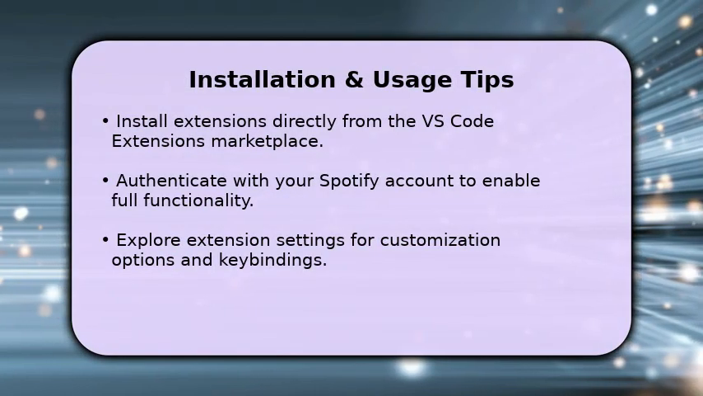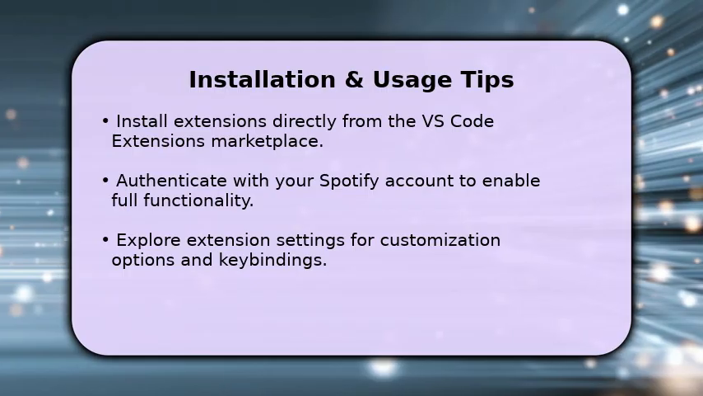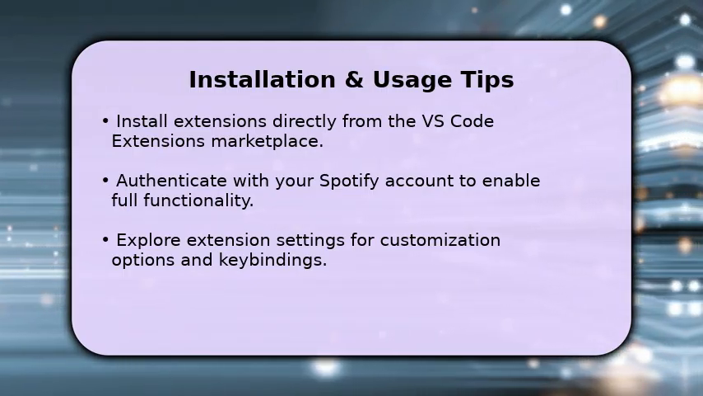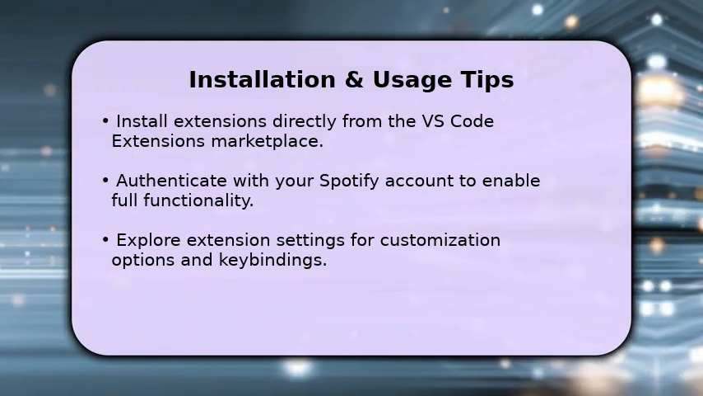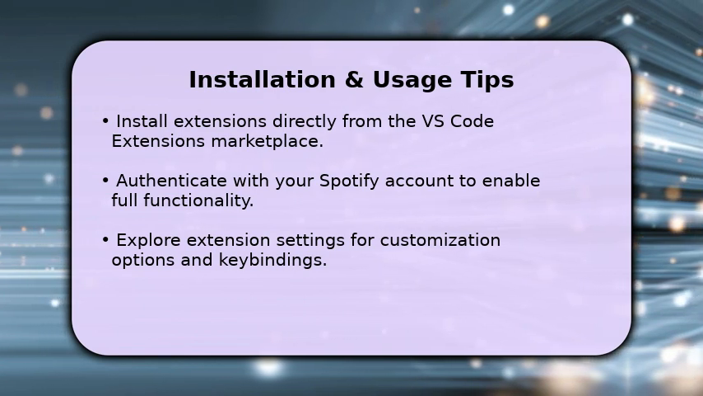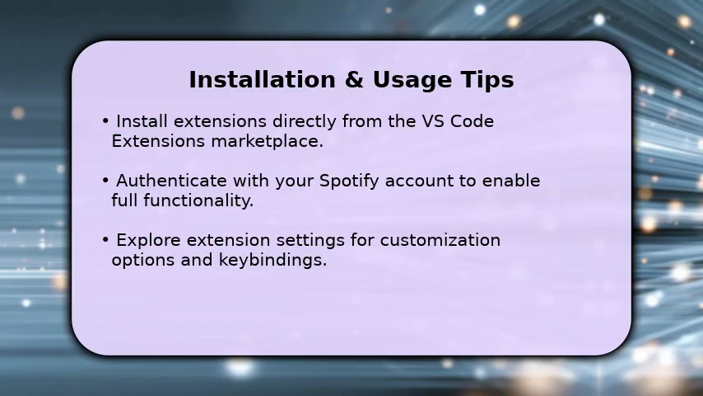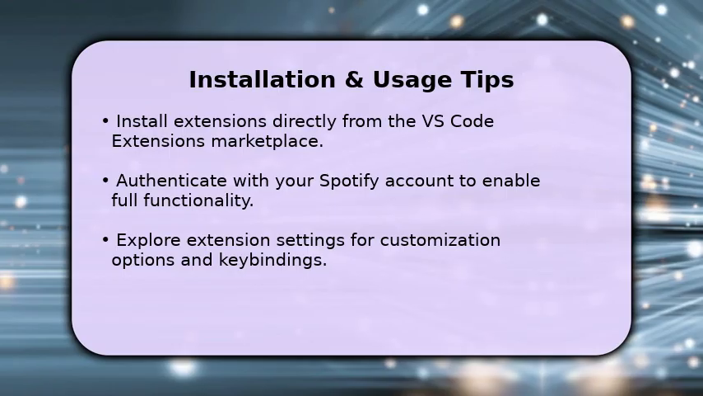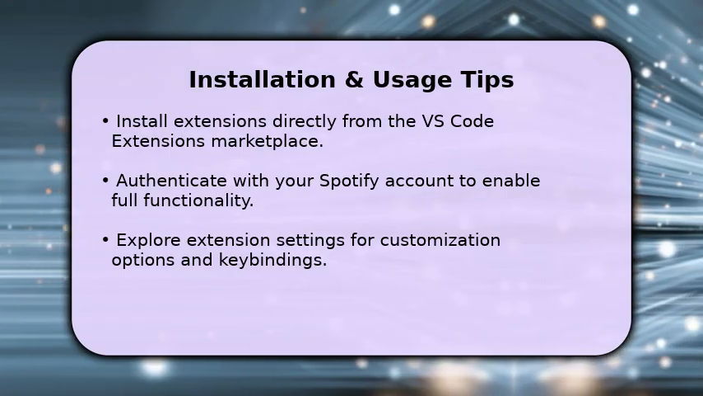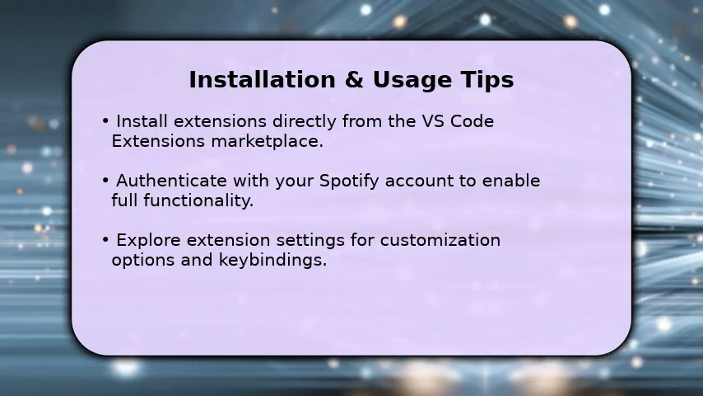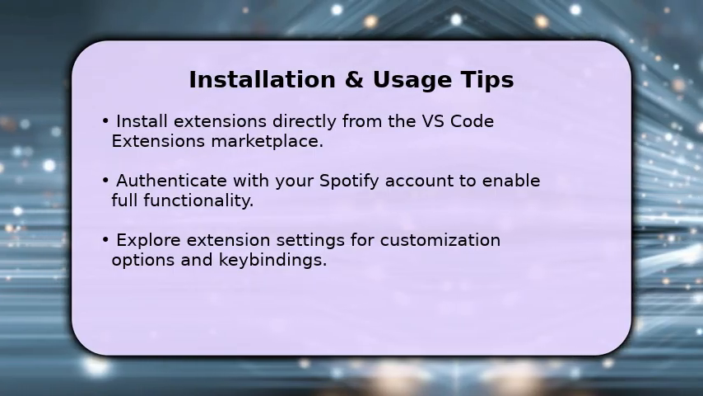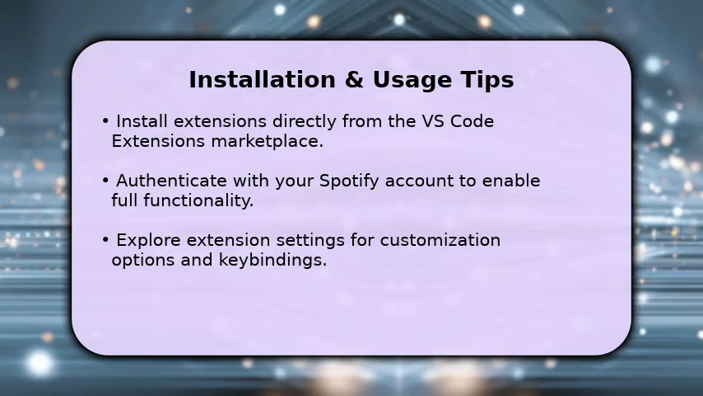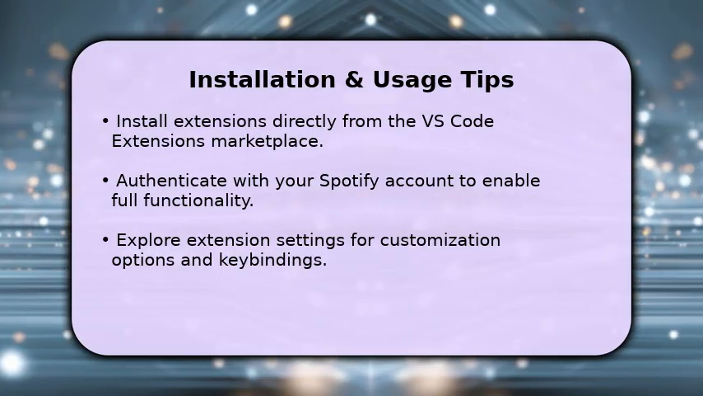Getting started is straightforward. First, open the extensions marketplace within VS Code and search for Spotify. Once you've chosen an extension, click Install. After installation, you'll typically need to authenticate with your Spotify account to grant the extension access. Remember to explore the extension settings for various customization options, including keyboard shortcuts. Sometimes, restarting VS Code after installation ensures all features are fully enabled and working correctly.